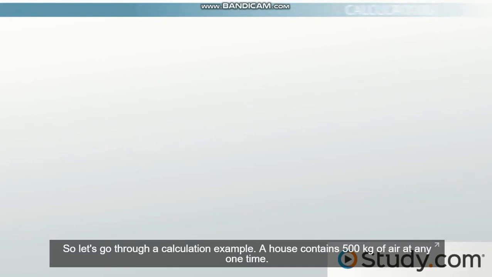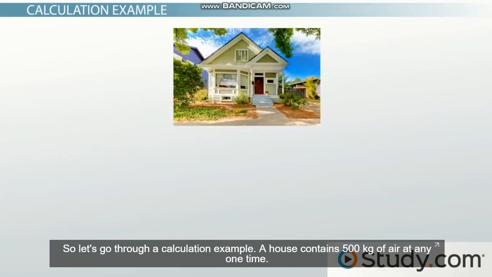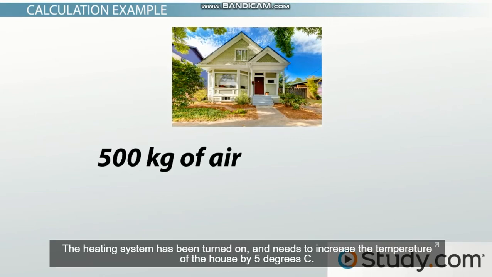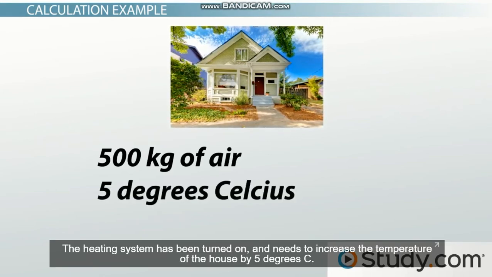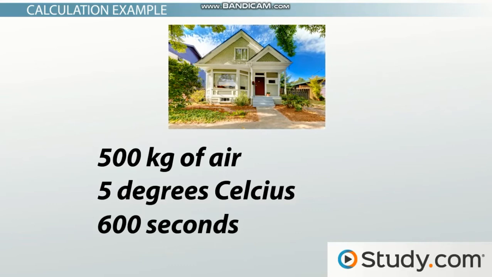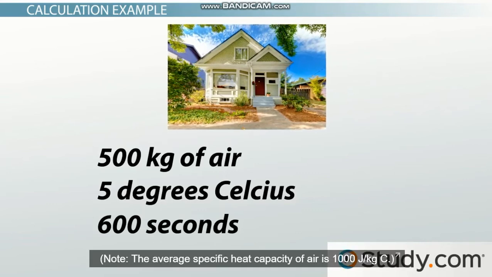So let's go through a calculation example. A house contains 500 kilograms of air at any one time. The heating system has been turned on and needs to increase the temperature of the house by 5 degrees Celsius. If it takes 600 seconds to do this, how much energy is used per second in the process? Note, the average specific heat capacity of air is 1000 joules per kilogram Celsius.